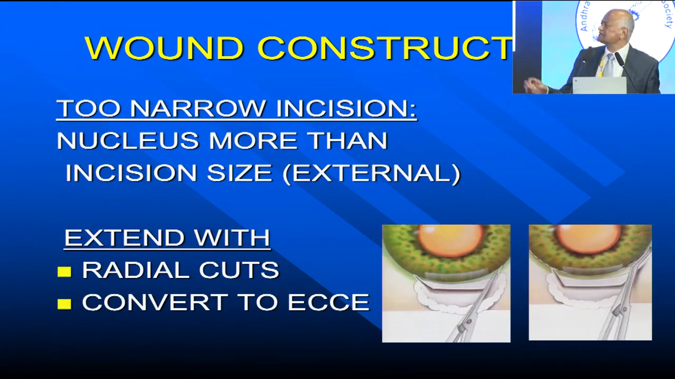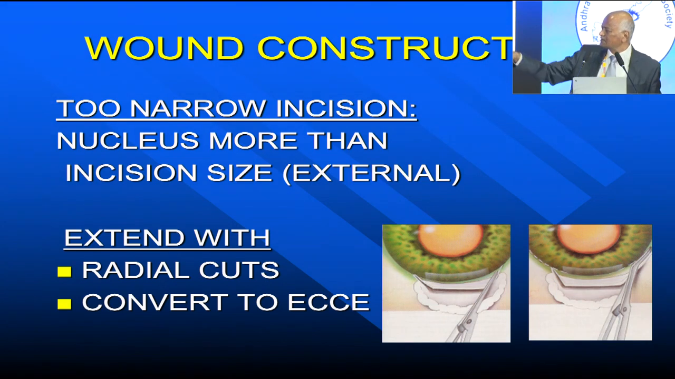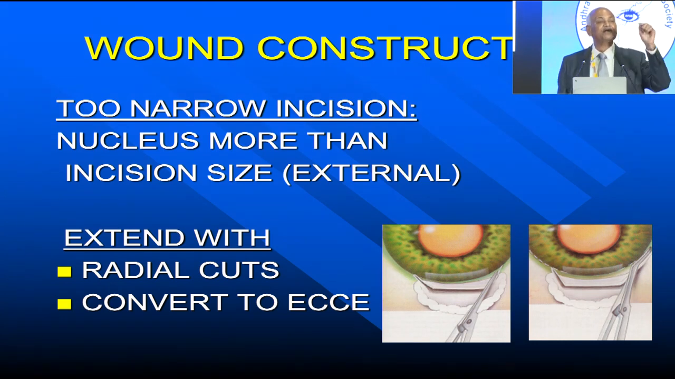Then you can see the wound construction, it is a too narrow incision. Now see what happens here: the nucleus is bigger than the incision size, and because of that it is very difficult. Whenever you are extending, if you extend like this, your astigmatism is much more. So whenever you are extending, you will have to extend inside. Don't extend outside; if you extend outside, that will give rise to more astigmatism. Why is it not coming? It is not coming because the internal incision is smaller.